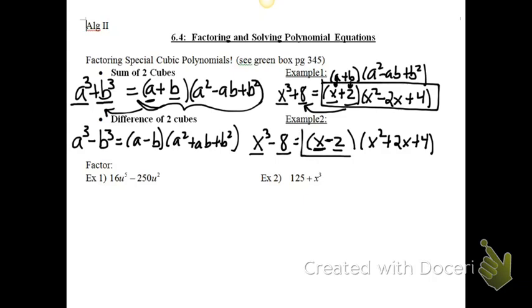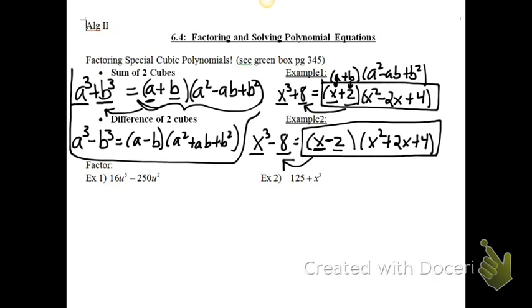If I were to multiply out x minus 2 times x squared plus 2x plus 4, I would get the difference of two cubes, x cubed minus 8. Now the way I remind myself of these patterns is, if you notice, for both of these factoring patterns, the polynomials or the factorization is the same. I have an a and a b, then an a squared, ab, and a b squared. It's just the sign changes are different.